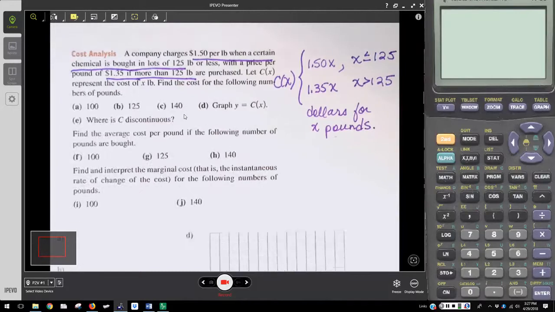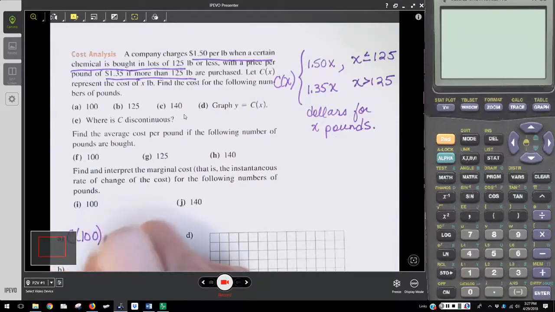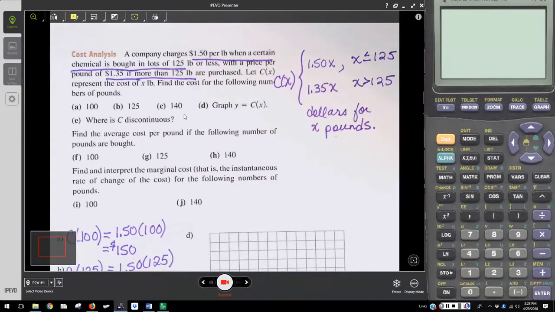So the answers to A, B, and C are pretty straightforward. If X is equal to 100, C of 100 is simply $1.50 times 100, which is $150. And for 125, it's $1.50 times 125, which turns out to be $187.50. And for part C, if you buy 140 pounds, then for the entire 140 pounds, you pay $1.35 a pound. And that comes out to be $189.